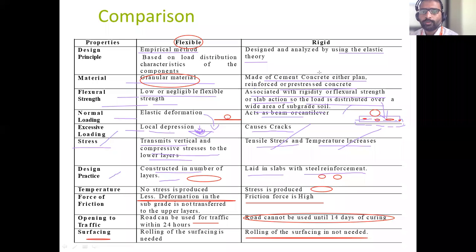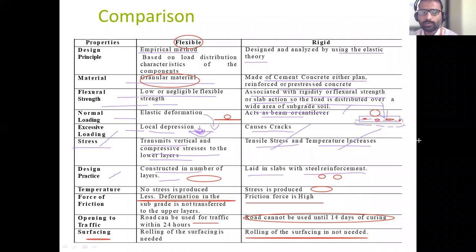Flexible pavement and rigid pavement, what are the differences? If it is a university exam, this is asked as a 6 to 8 marks question. Explain the comparison between the flexible pavement and rigid pavement. Okay, 6 to 8 marks question.